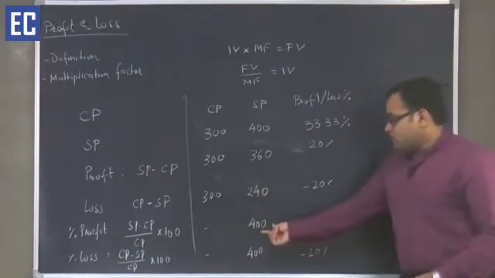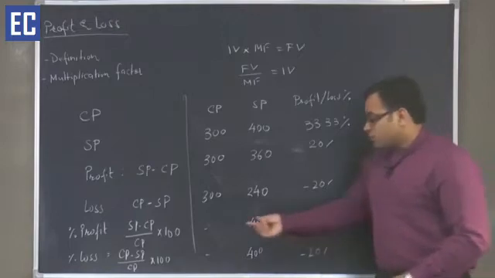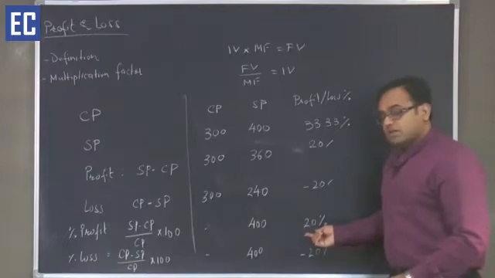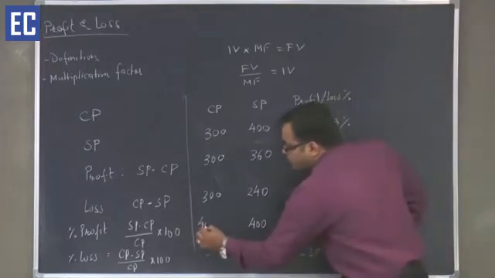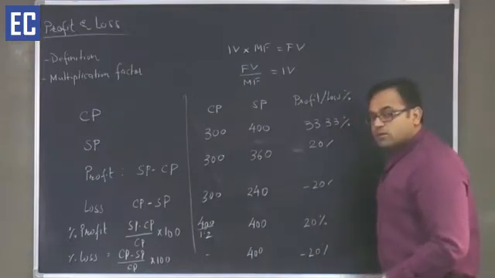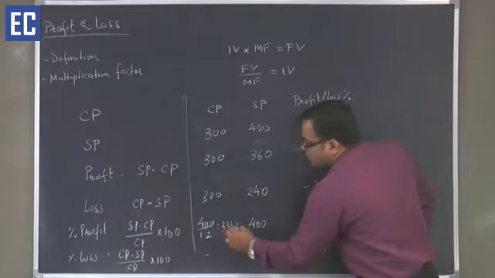If the final value is 400, after an increase of 20%, then what will be the initial value? If the increase is of 20%, the multiplication factor is 100 plus 20, 120 upon 100, 1.2. So this value will be 400 divided by 1.2. So 400 upon 1.2, this will be 4 upon 12 is 1 upon 3, 100 upon 3 is 33.33. So this will be equal to 333.33.